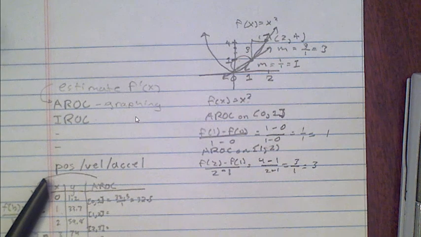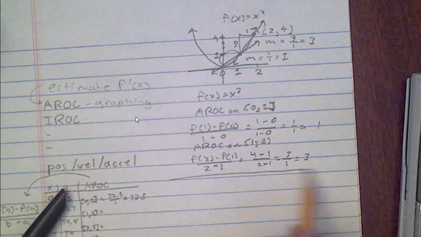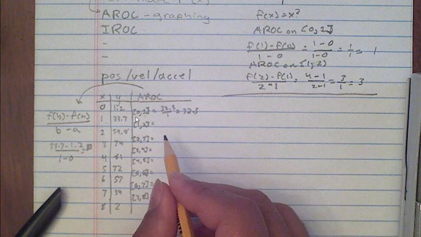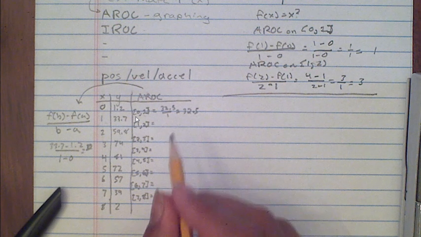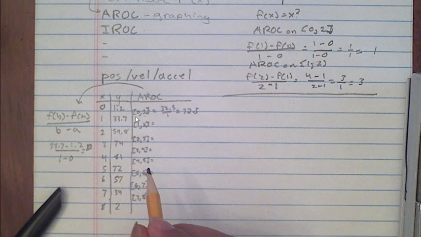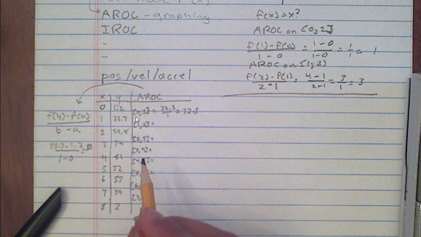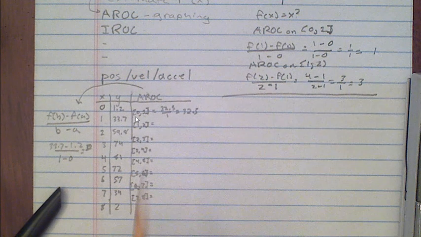Alright, we'll talk about instant rate of change in a second, but let's continue with this. What I want everybody to do is, I'm going to fill in these average rates of change. I'm going to pause it. I want you to copy those down. And then we're going to make our scatter plot and look at some things on our scatter plot, okay? So I'm going to pause it real quick and copy the average rates of change down.